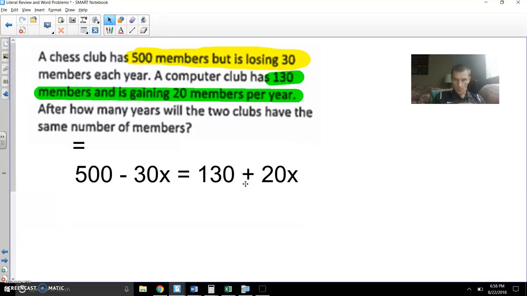So, starting with 500, losing 30. It's going down. They're not going up in membership, so we don't want to add 30x. We want to subtract. Well, the computer club has 130 members. They have less, but they're gaining. They're going up. So one's going up, one's going down. Eventually they're going to meet. And they're going to have the exact same number of members temporarily until the next year, and then one passes the other. So I want you to solve this one now that I've talked you through how to set it up, and we'll talk about it tomorrow.